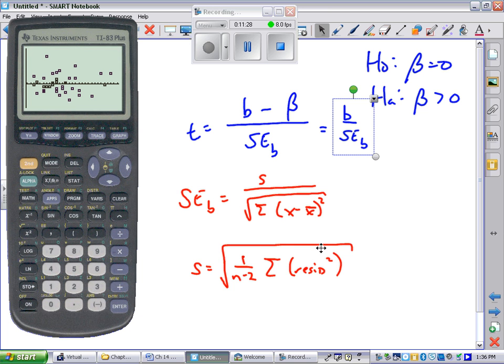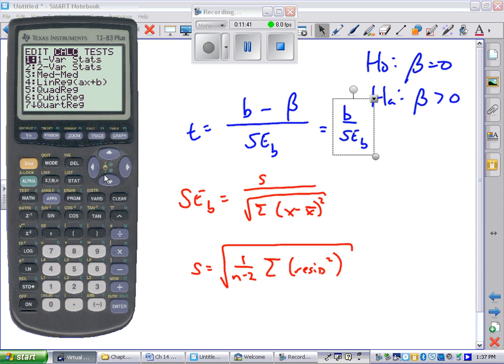And I'm going to take it one step at a time. You can go a little more expediently than I'm going to go, but I'm trying to walk you through how to do this to show you it's not that hard. There's just a bunch of steps to it. So if you have not done so already, you need to do linear regression. You can choose to store it into Y1 if you want, or you need not. It doesn't matter to me, but do regression.